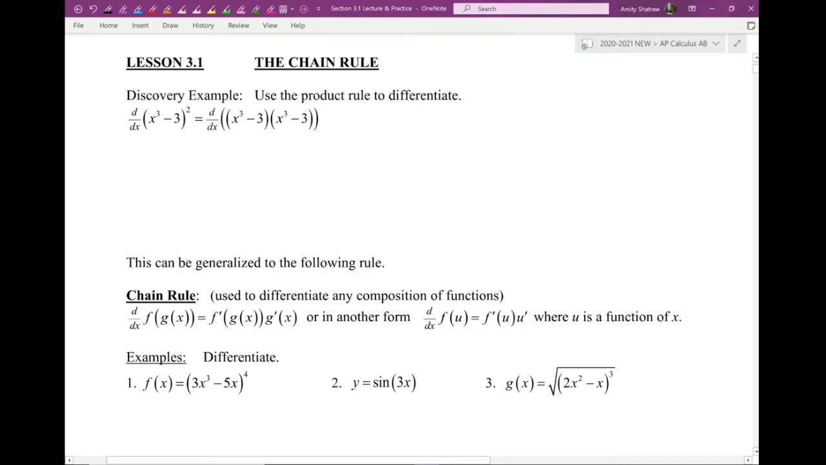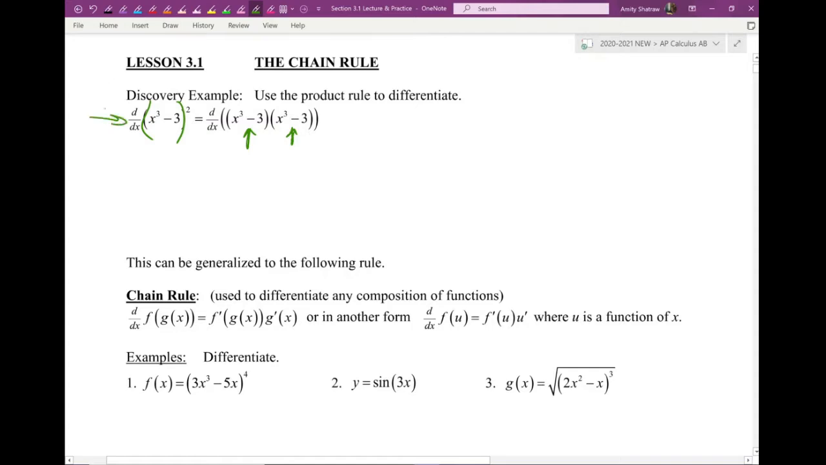And we're looking at lesson 3.1, the chain rule. There's a little discovery example here, and it's not exactly clear to you why we're doing it at the beginning. Like, why would we review in this way? But let's try it, okay? So we know that if we have something that is squared, that means itself times itself is what we're trying to do, right? That's how you expand it.